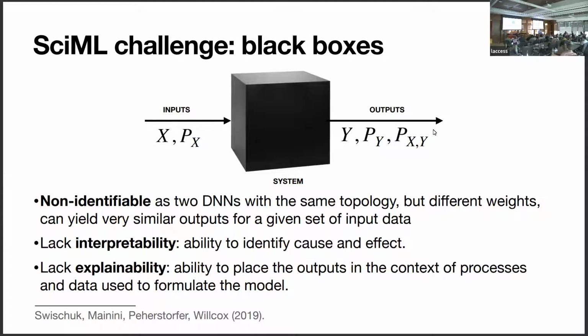And of course, when you do have these machine learning models, probabilistic models, these are essentially black boxes. So you need to think of clever ways of interrogating these black boxes. And with the graph-informed neural network approach I'll show you, it also suggests using certain tools to do that interrogation. The outputs from the neural networks are non-identifiable and they lack interpretability. You can't identify cause and effect in the models, and they lack explainability. So you have to do some interesting shuffling to put the outputs in the context of the processes and the data that was used to generate the model.